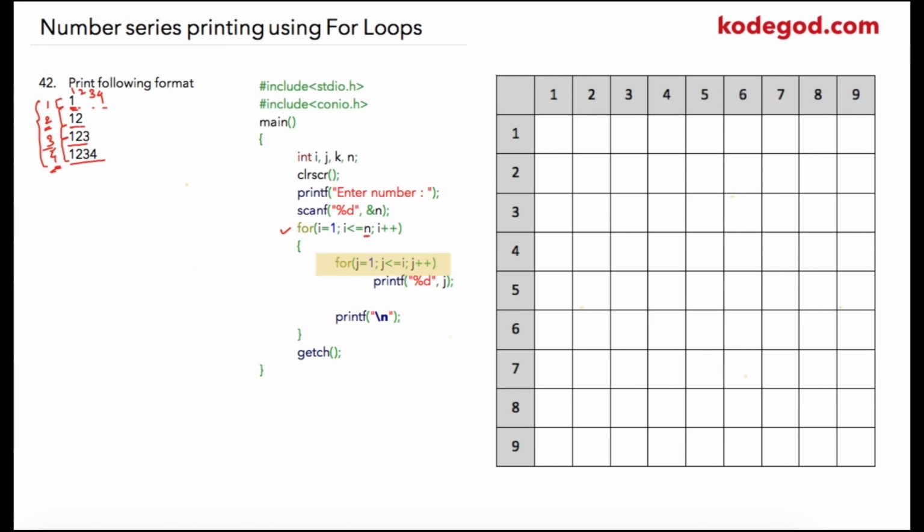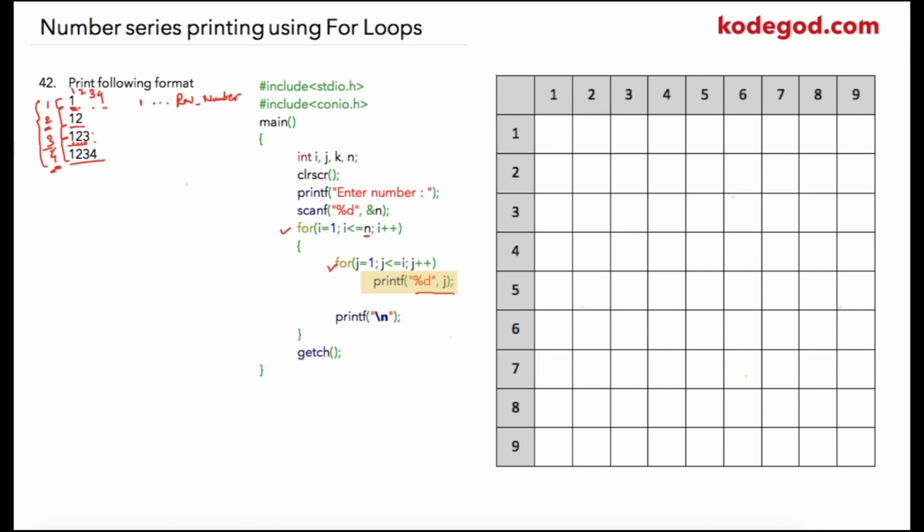So in the second loop, it has to run starting from 1 till your row number. So I'm writing the second loop j equal to 1, and the condition will be j less than or equal to i, and I'm incrementing j by 1. And inside of this loop, we are just displaying the value of j, so that on every row, the value always starts from 1, 2 and 3.